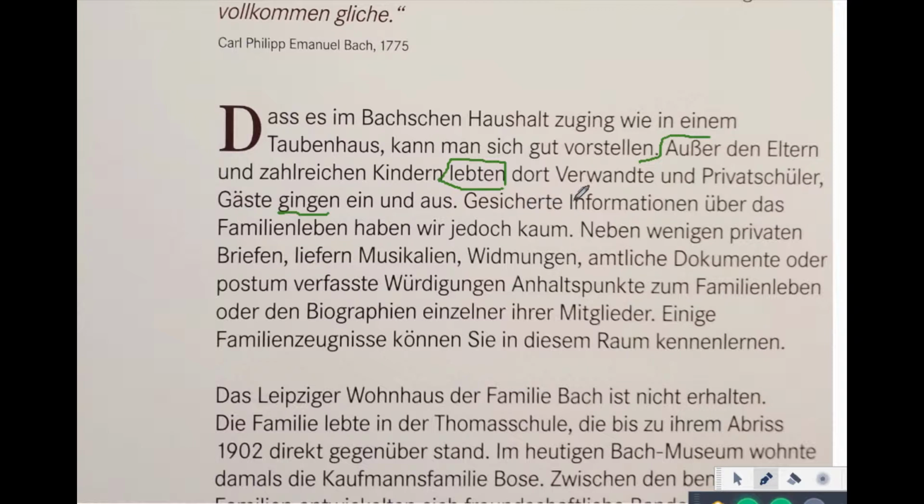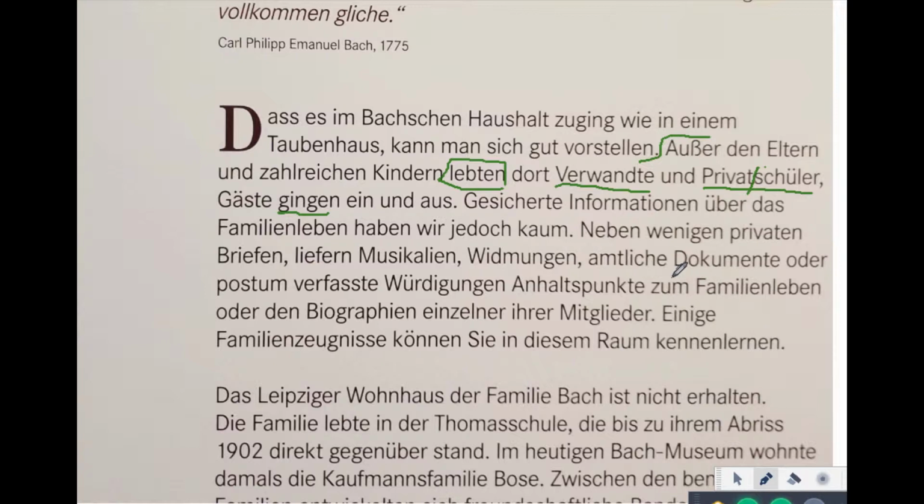Verwandte und Privatschüler. Great. Our English ear would want to look for the beginning part of the sentence to find the subject, but this is in a prepositional phrase, meaning in addition to the parents and numerous children. So Chad correctly identified these two as the subject of this sentence, the subjects. So relatives and private students. By the way, Schüler really means the equivalent is pupil, and it designates any student in school up through the 12th grade, and then they call persons who are studying at a university Studenten, etc.